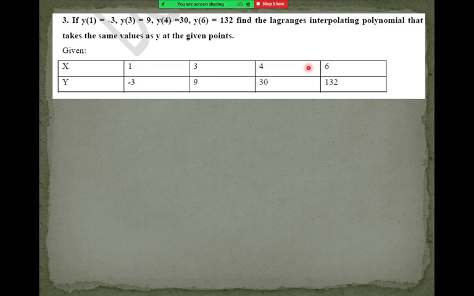Because we want to find f(x). The question is to find the interpolating polynomial, the polynomial that fits that data. That we have to find first. Okay, that is mainly there. So we'll take f(x) equal to that.